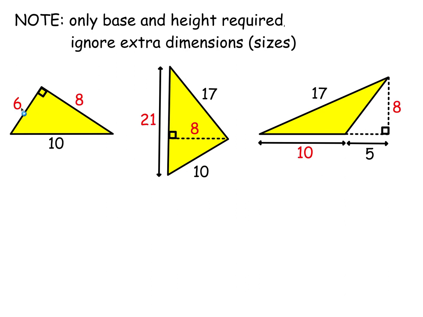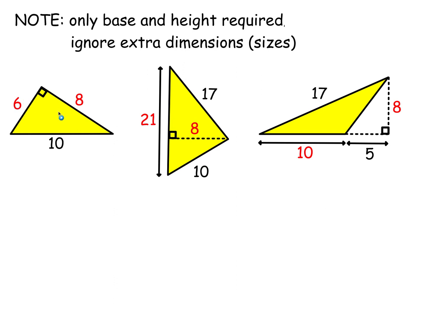There they are. 6 and 8 are at right angles. 21 and 8 are at right angles. And the 10 is at right angles with this 8. The 5 isn't involved. It's just the extension of the base to show the right angle. So the red figures are the figures involved, and once you see that, the calculation is easy.